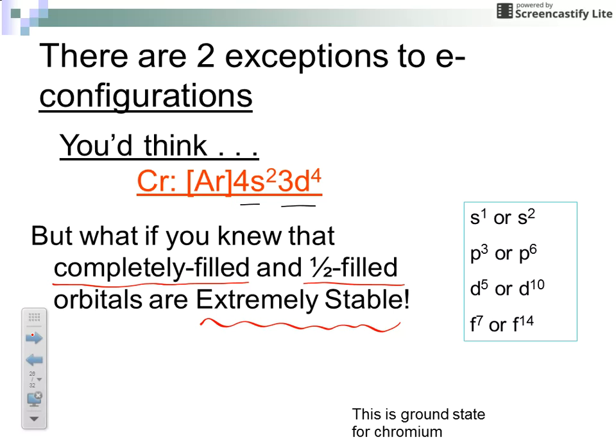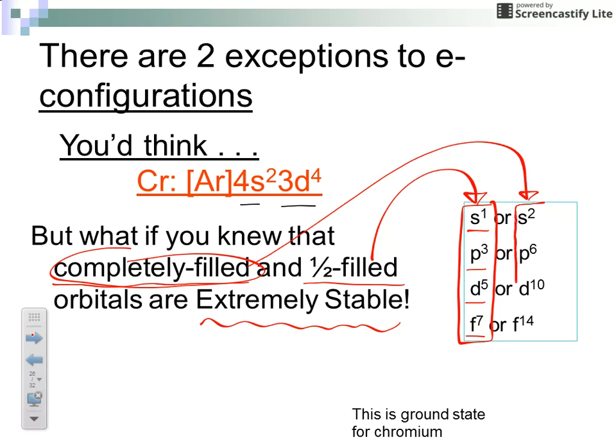So what do I mean by that? Well, half-filled orbitals would be like this. An s orbital is half full when it has one electron in it. That's just one arrow. A p orbital is half full when it has 3 arrows. A d is half full with 5, and an f is half filled with 7. Likewise, we have completely filled orbitals, what you have here in the second column. So a full orbital for an s is an s2. For a p, it's a p6. For a d, a d10, and for an f, an f14.